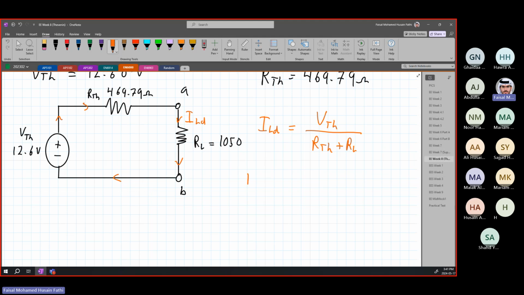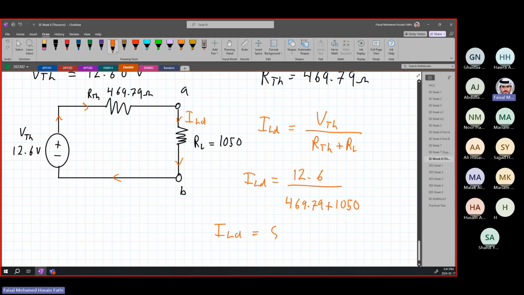So I load is equal to 12.6 over, first R Thevenin, 469.79 plus 1050, and you'll find out that your I load is equal to 8.29 milliamperes, or 0.00829 amperes. And that's it. This is how you solve any Thevenin circuit. Is it clear? Any questions about Thevenin?